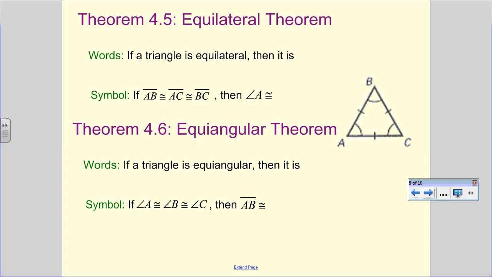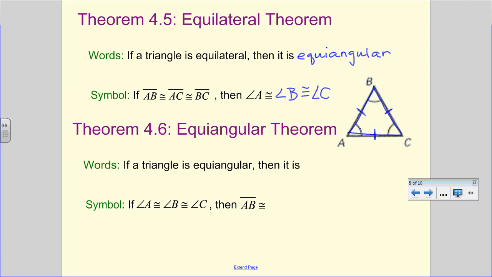All right, so now we have our equilateral theorem. If a triangle is equilateral, meaning all equal sides, then it is also equiangular. And that fits with what we said in isosceles. The angles opposite the congruent sides were congruent. Well, if all of my sides are congruent, then all of my angles should be congruent. So if AB is congruent to AC, which is congruent to BC, then angle A is congruent to angle B, and it's congruent to angle C.